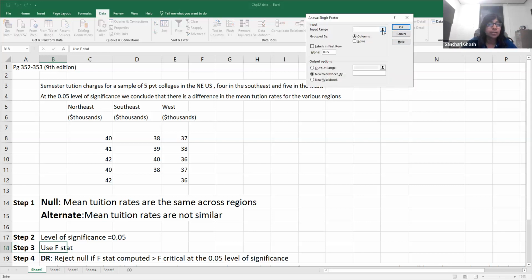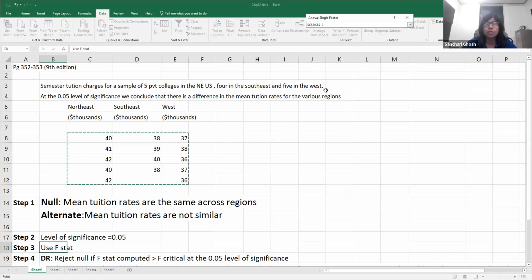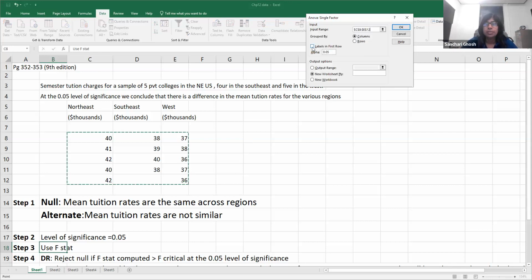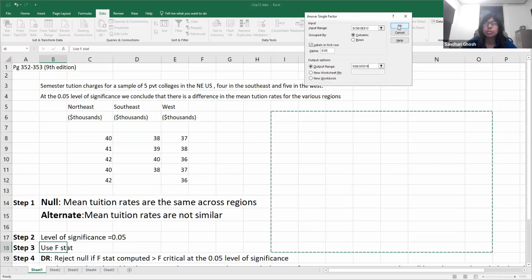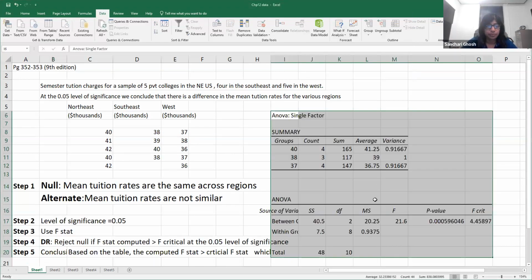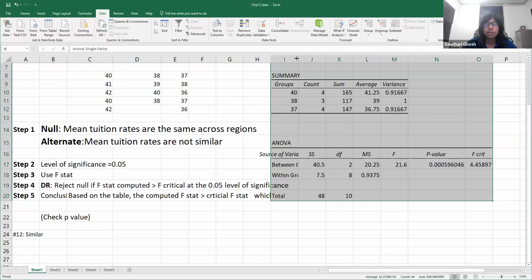Single factor will ask you to put the input range among 3 samples. Labels in first row, that's fine. Our level of significance you can change, but 0.05, as we all know, is pretty much the default in Excel. And here, put your ANOVA table. Always put it on this sheet, and the single factor ANOVA table comes up.